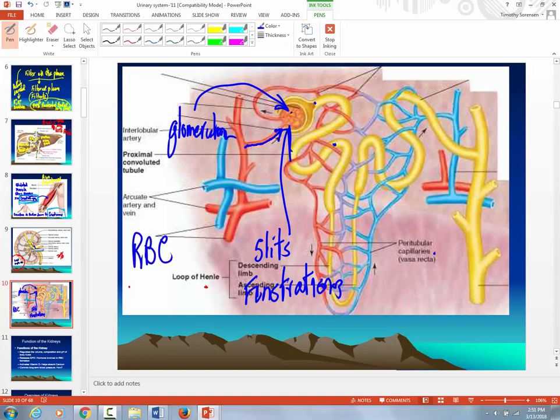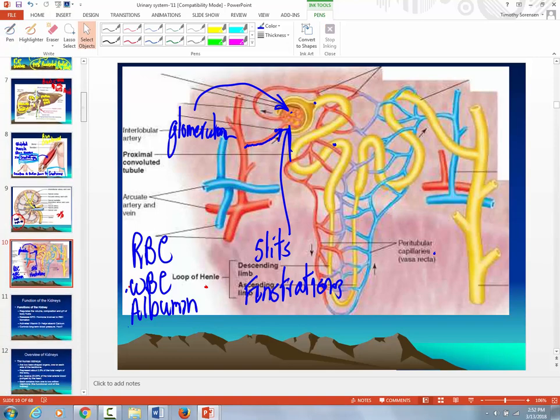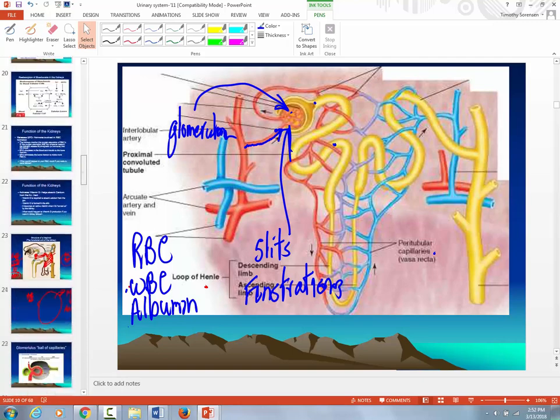Should you ever be peeing blood? If you are, you see a doctor. Should you be peeing pus? No. And you should never be peeing egg white either. So red blood cells, white blood cells, and albumin should never be found in the urine. If they are found in the urine, there is something wrong. And the reason they're not found in the urine is they are simply too big to get through those little slits in the glomerulus. Who's following?